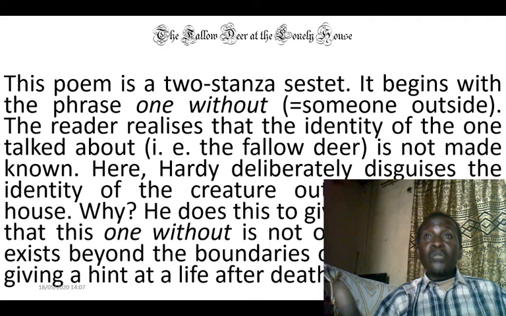The reader realizes that the identity of the one talked about, that is the fallow deer, is not made known. Hardy deliberately disguises the identity of the creature outside the lonely house. Why did he do that? He does this to give the suggestion that this one without is not of this world, but exists beyond the boundaries of the earth, thus giving a hint at a life after death.